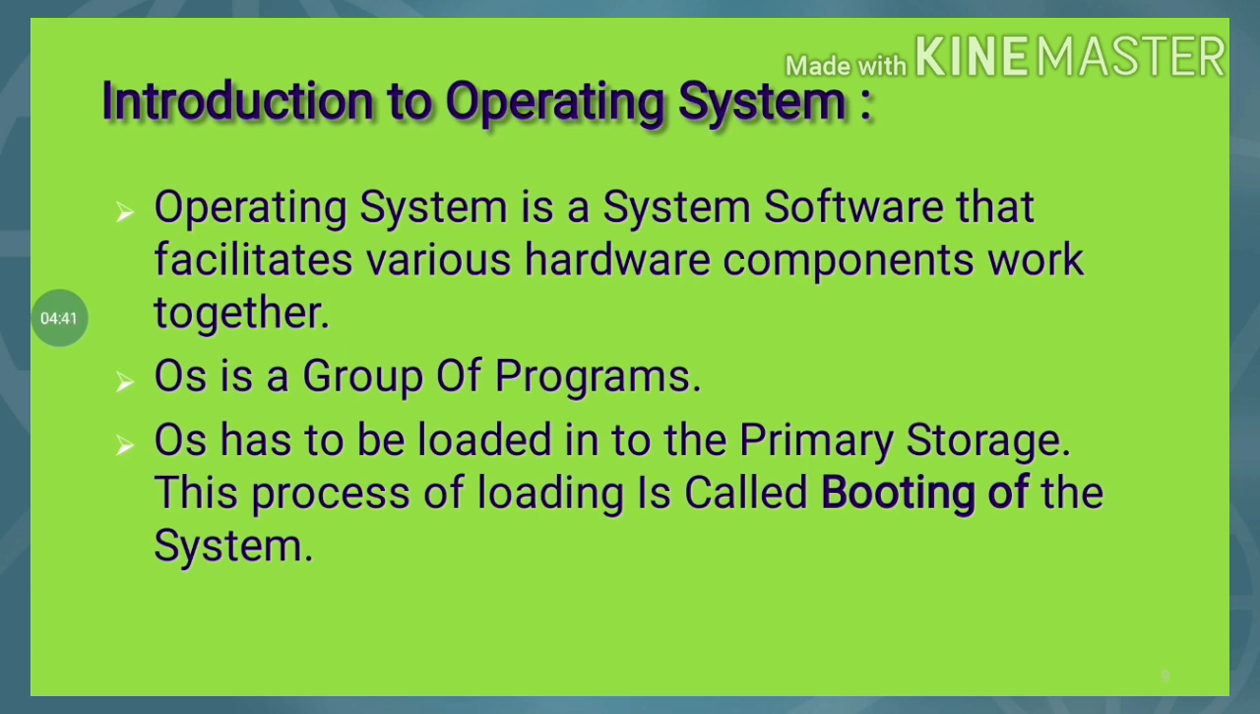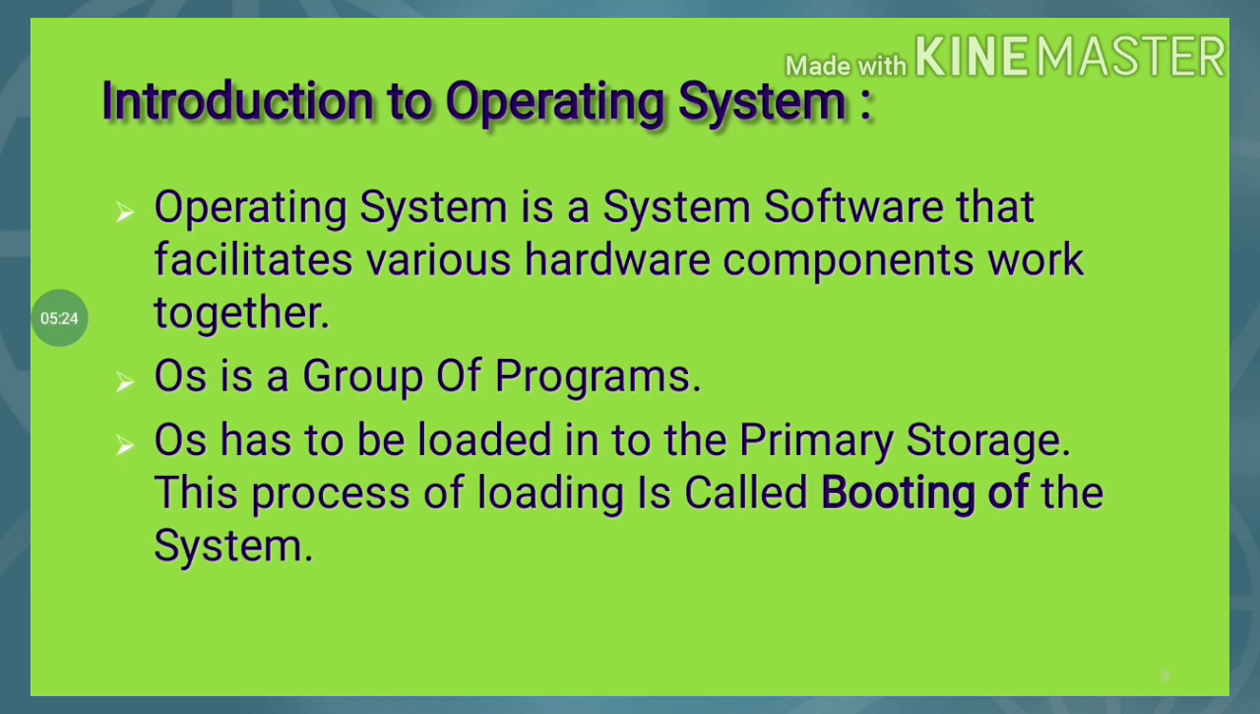And we get the specific output from the system. Operating system is system software that facilitates various hardware components working together. The operating system gives instructions to the hardware. The OS is a group of programs to control the hardware.